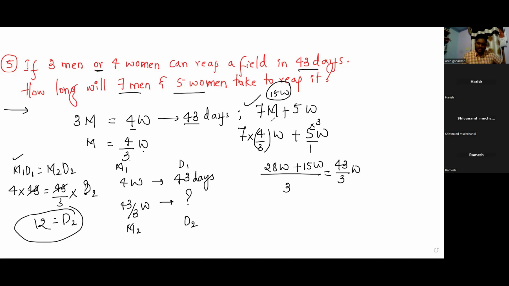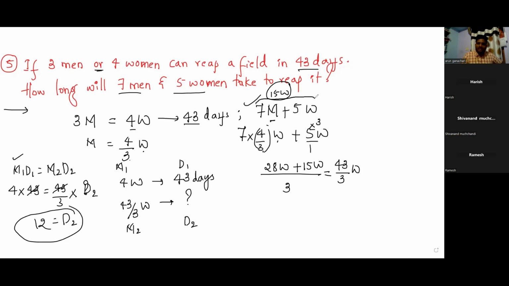So instead of men here, I substituted 4 by 3 women. When I substituted 4 by 3 women, it became what? 28 by 3. I took the LCM. 3 was the LCM. So 28 into 1 is 28. 5 into 3 is 15. Okay. So 28 plus 15 is how much? 43 by 3.